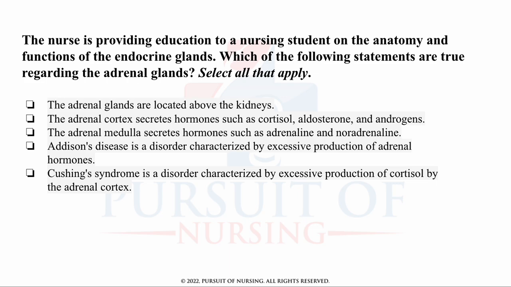The adrenal glands are located above the kidneys. The adrenal cortex secretes hormones such as cortisol, aldosterone, and androgens. The adrenal medulla secretes hormones such as adrenaline and noradrenaline. Addison's disease is a disorder characterized by excessive production of adrenal hormones. And Cushing's syndrome is a disorder characterized by excessive production of cortisol by the adrenal cortex. So more than one answer can be true, so which of these are true or accurate?